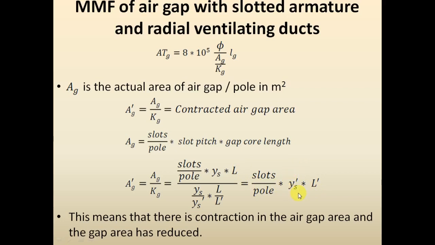Definitely the term OS dash and the term L dash is less than that of OS and L. Hence the term AG dash will be definitely less than that of the magnitude of AG. From this it's clear that the effect of kg over here is the contraction in the air gap area by kg times. Hence kg can be also said to be the gap contraction factor with respect to the actual area of air gap.